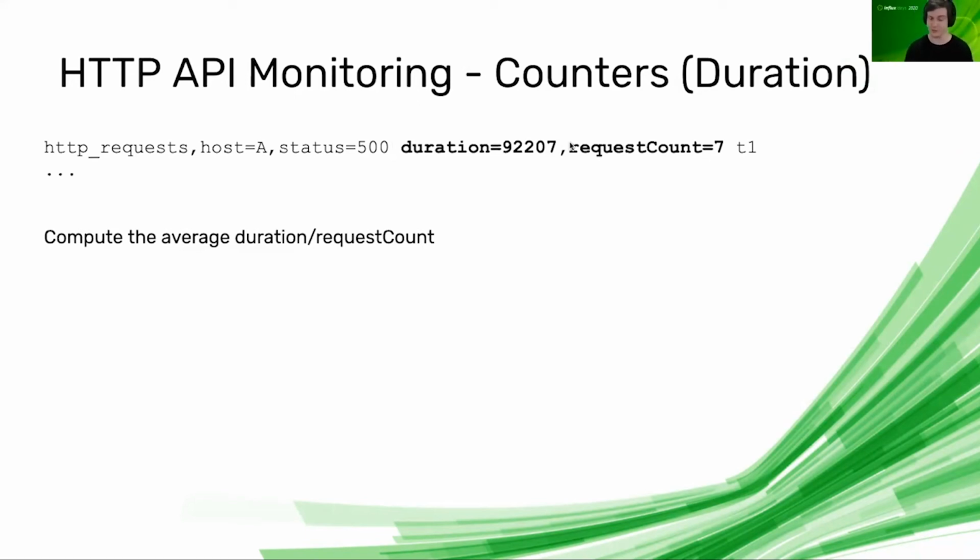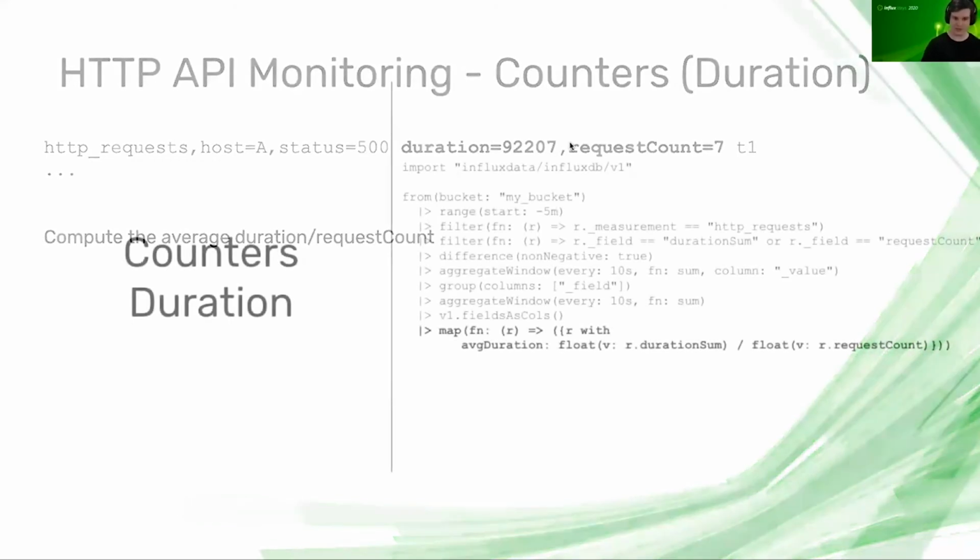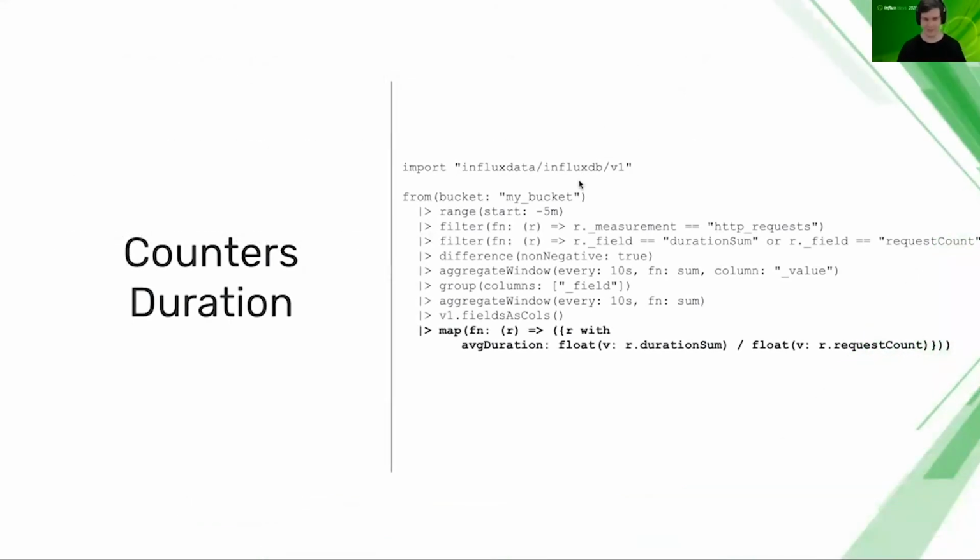From here, it's really easy, right? We have the total duration and total request count. We can just divide those values by one another. And we do that using a map, where we say the average duration is the float of the duration sum divided by the float of the request count. In reality, you'd probably want to be a little bit careful here because request count could be 0, right? So no request happens. You'd want to handle that case in particular. But I don't think that's necessary for this example.